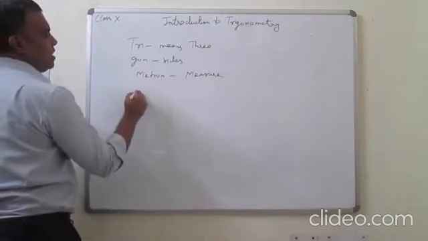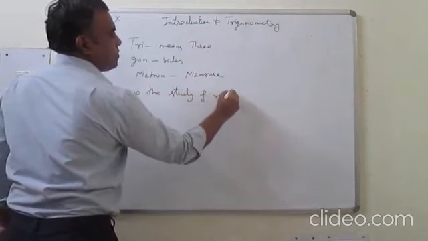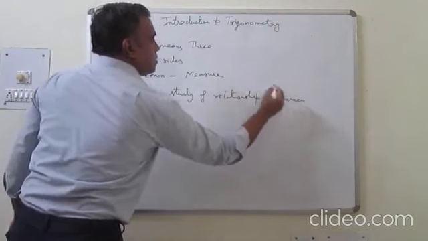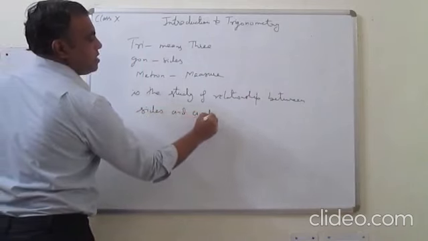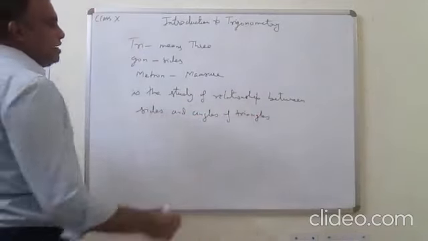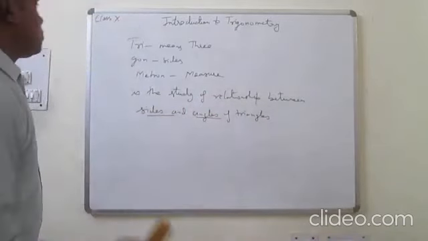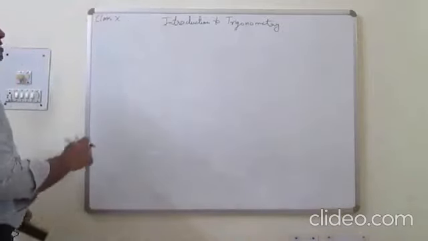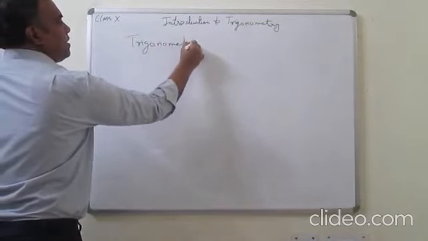So trigonometry is the study of relationship between sides and angles of triangles. So it is the study of relationship between sides and angles of triangle. So today we will find the trigonometric ratios between sides and angles. Trigonometric ratios.